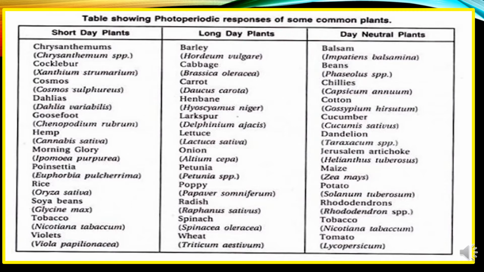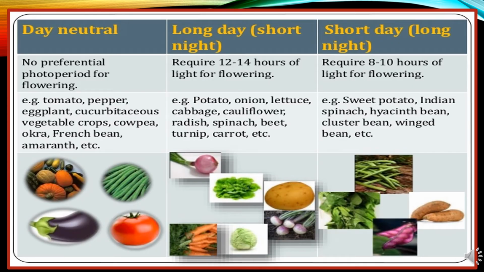tobacco and tomato crops. Here we have shown the chart in which we show the vegetable crops' responses to photoperiodism. First one, day neutral vegetable crops like tomato, pepper, eggplant, cucurbitaceae vegetable crops, cowpea, okra, French bean and amaranth. In long day plants, there are some important vegetable crops like potato, onion, lettuce, cabbage, cauliflower, radish, spinach, beet, turnip and carrots. And among short day plants, the important vegetable crops in this category are sweet potato, Indian spinach, hyacinth beans, cluster bean, winged bean, etc.